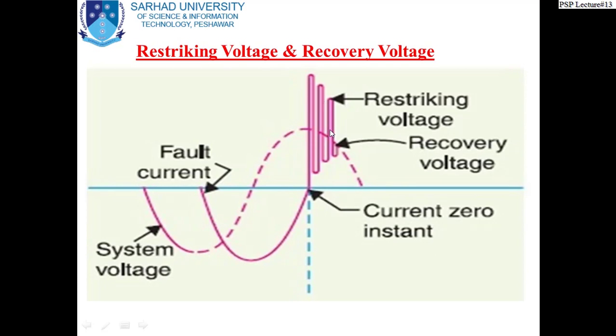We will derive some mathematical relations for this in the next lecture, inshallah. And then finally, when the arc is extinguished at this current zero, the system voltage appears across the contact of the circuit breaker. So you see this graph. We will explain this graph also with the help of numericals. I will take the help of numericals to explain this further.